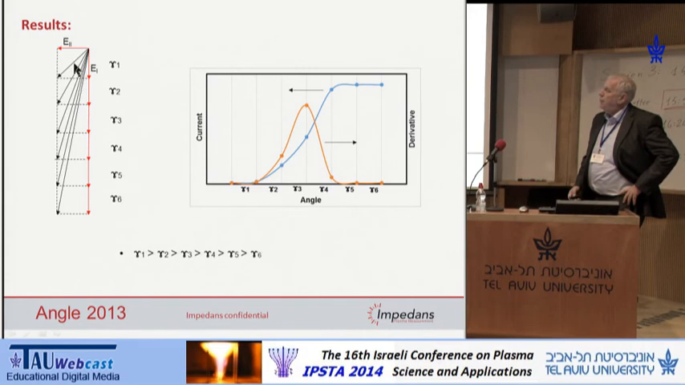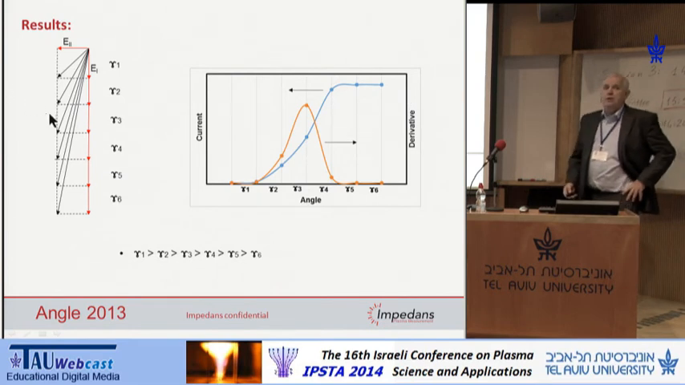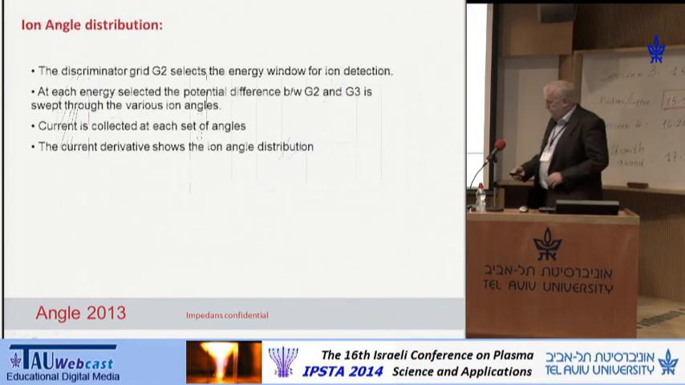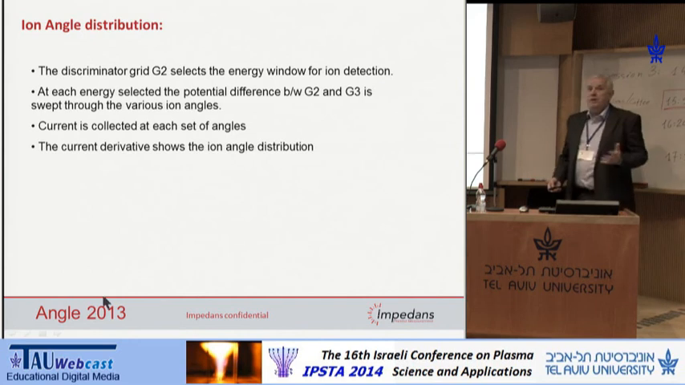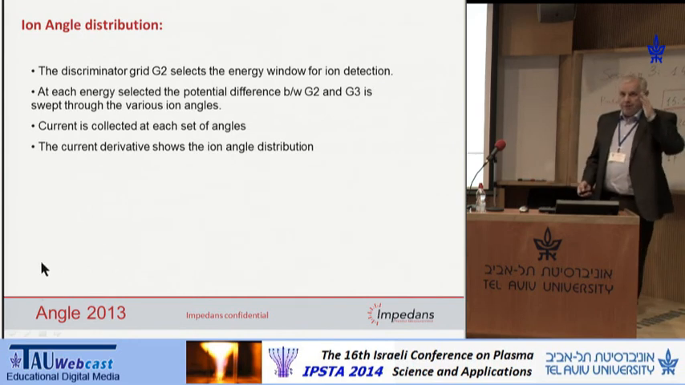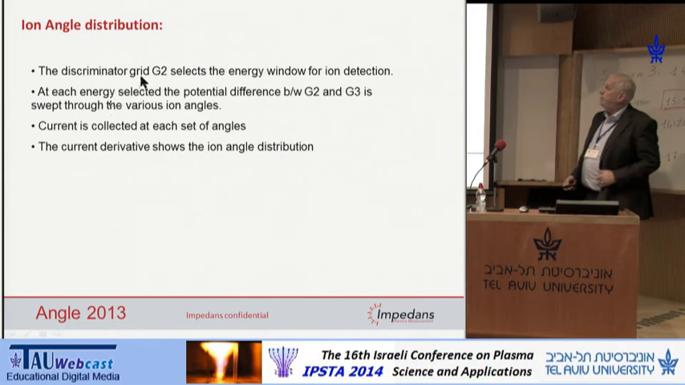As we increase the angle voltage, then ions start to get through, and we get a small current at the collector. And then as we increase the angle voltage, more and more ions get through to the collector. And if we take a derivative of the current collected as a function of angle voltage, we see a peak here, and that peak corresponds to the original angle of the ions coming into the detector. And so basically, we have a way of measuring both the energy perpendicular and the energy parallel.